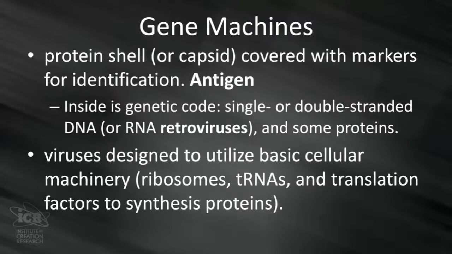Viruses are actually not living. They have a protein shell. They're covered with markers for identification. They're ID tags. They call that an antigen. And inside the virus, we have a genetic code. We have two types, single RNA or double-stranded RNA or DNA. RNA would be retrovirus. And they have some protein. Not much there, but indeed they're very ingeniously designed for what they do.